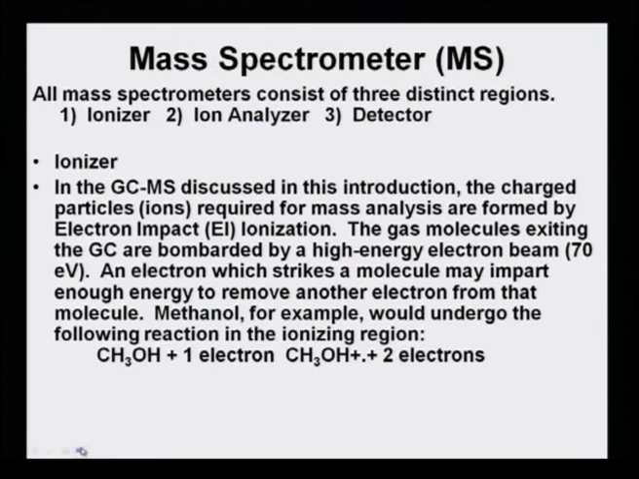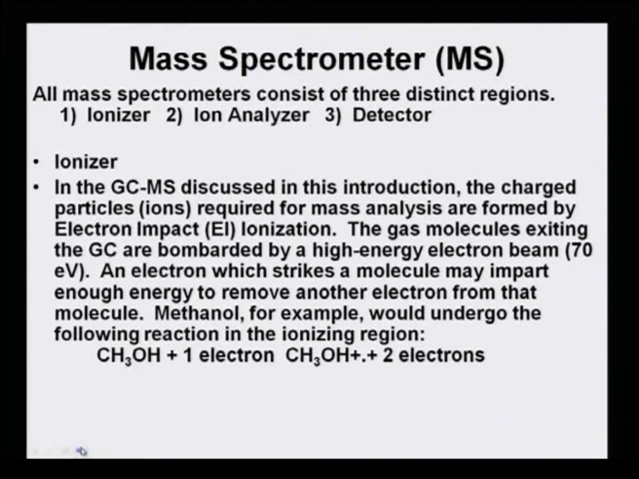The first part is the ionizer, where the ionization of the molecule starts. The second part is the analyzer, where the ions that have been formed must be identified, and the third is the detector, which actually traps one by one according to the m by z ratio. As and when they reach the detector, they are identified. So, ionizer, the first part.